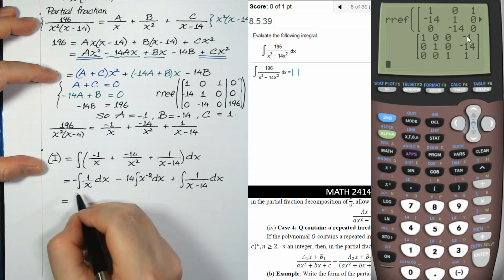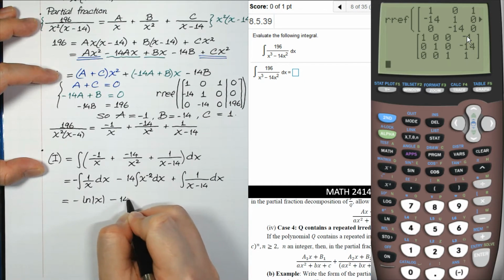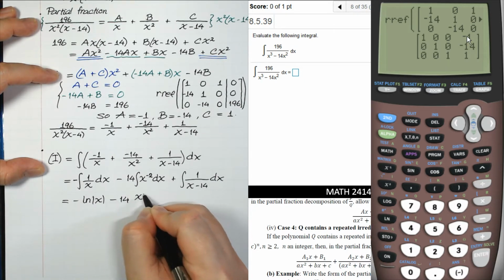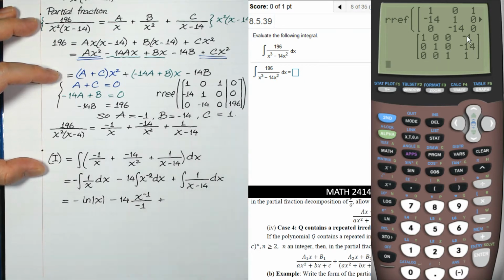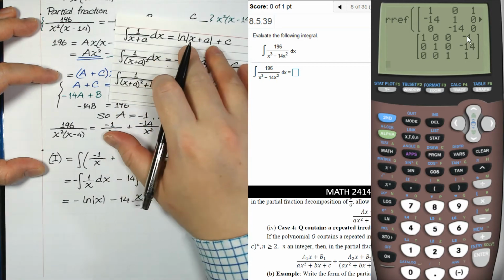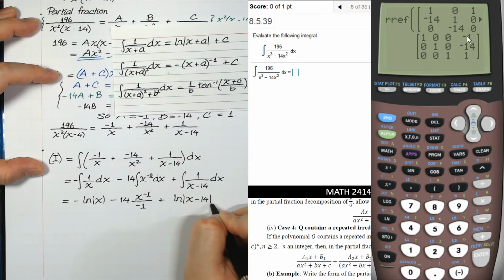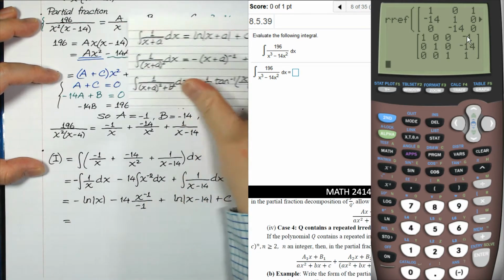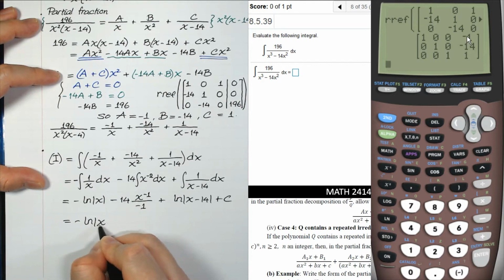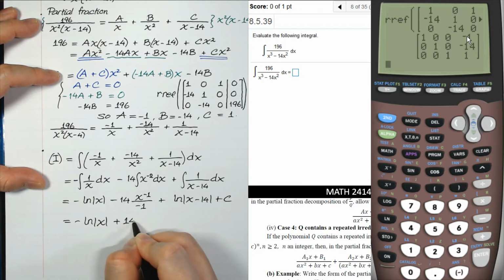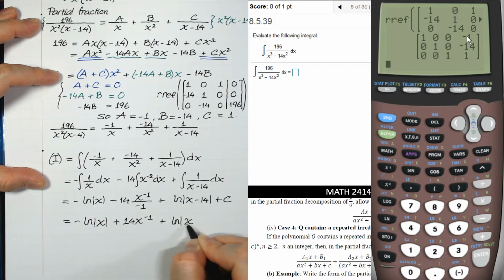Right. Integral of 1 over x is ln of absolute of x. -14. Integral of this is -1 to the -1, and integral of that is just ln of x -14. Let's see. Finally, negative (14x to -1) plus ln of x -14.